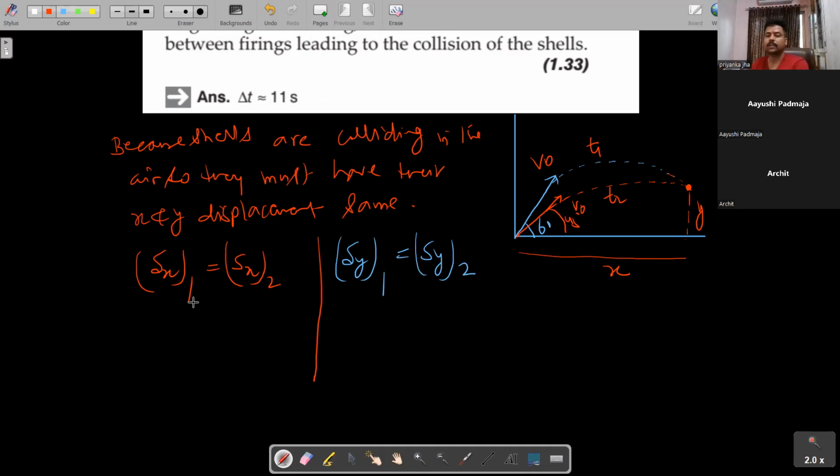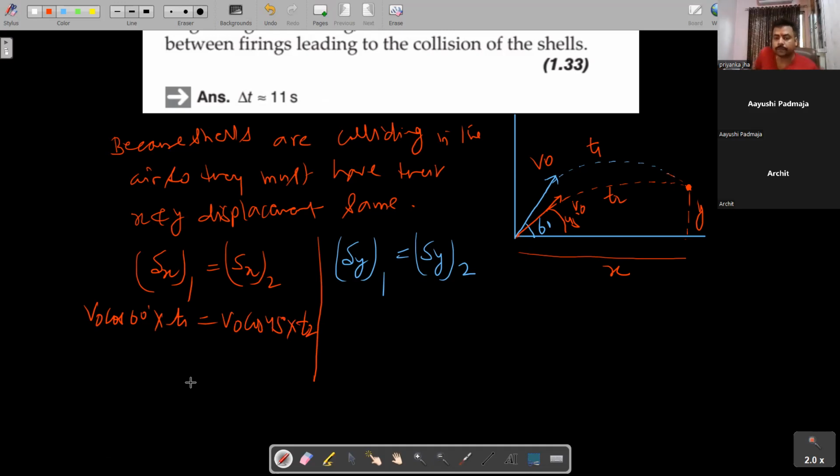Let's solve it. What is the x displacement of the first shell? First means the 60-degree one, right? So x displacement is V naught cos 60-degree into T1, which must be equal to the x displacement of the second shell. What is the horizontal component of the initial velocity there? That is V naught cos 45-degree into T2.